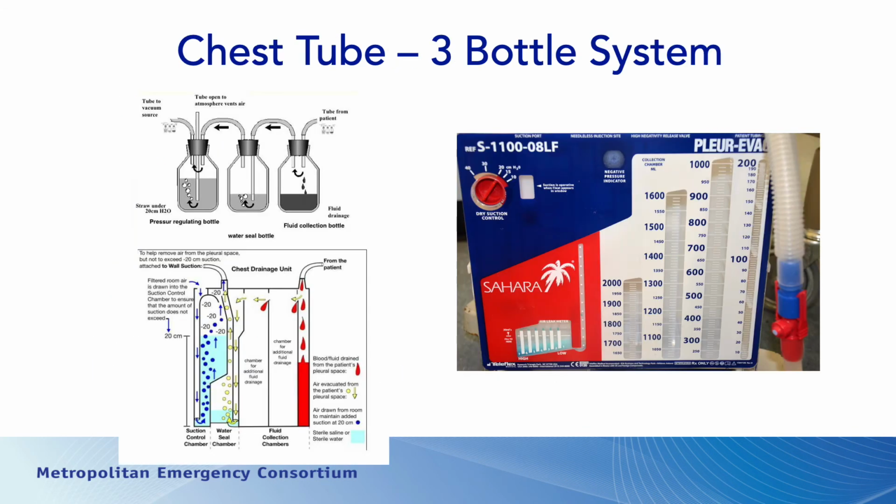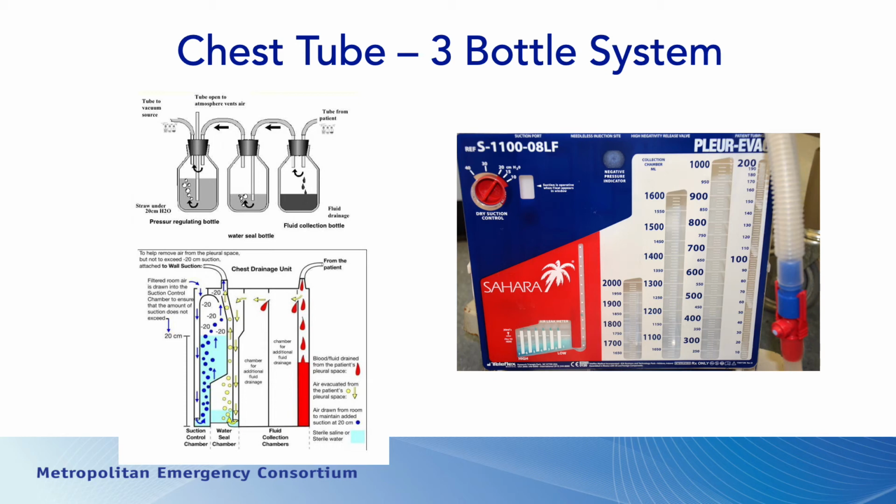Here, this is kind of like the chest tube setups that you might see. It's really, no matter what we use, based on the concept of a 3-bottle system. If you look at the top left, this is the old 3-bottle system from back in the 50s and 60s, and they have 3 bottles that are kind of daisy-chained in line.